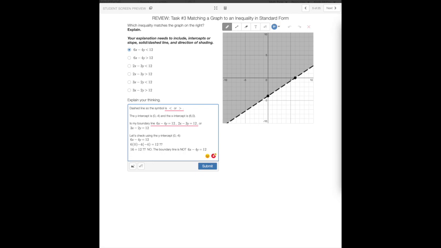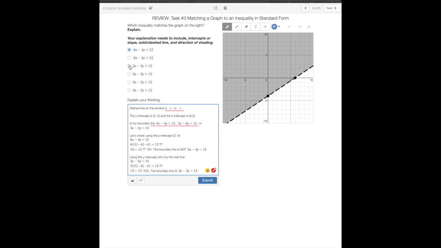Now I need to try another boundary line. So let's try the second one, 2x minus 3y equals 12. I plug in x equals 0 and y equals negative 4. Does that equal 12? 2 times 0 is 0. Negative 3 times negative 4 is a positive 12, and 12 does equal 12. So my boundary line is 2x minus 3y equals 12.